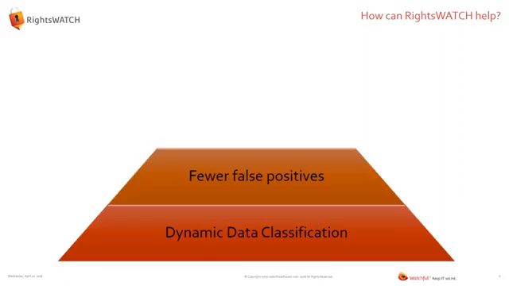RightsWATCH applies very specific rules to the data and applies tags to inform the DLP. So the DLP can take the appropriate action every time, and as a result, the incidence of false positives can be greatly reduced without compromising effectiveness.